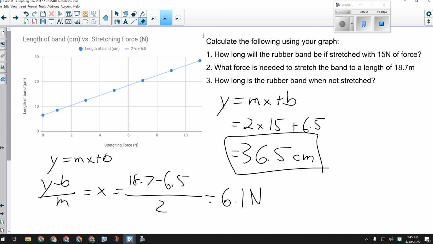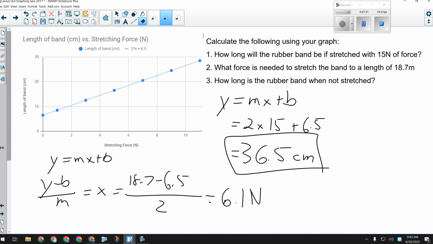Okay? So here's what I mean by that. How long is the rubber band when it's not stretched? Okay, how many newtons worth of force, or how much force are you applying if you're not stretching it? 0. Okay, so really what they're looking for here is, what's the value of Y when X is 0? They're looking for the Y-intercept, which is how much? 6.5.